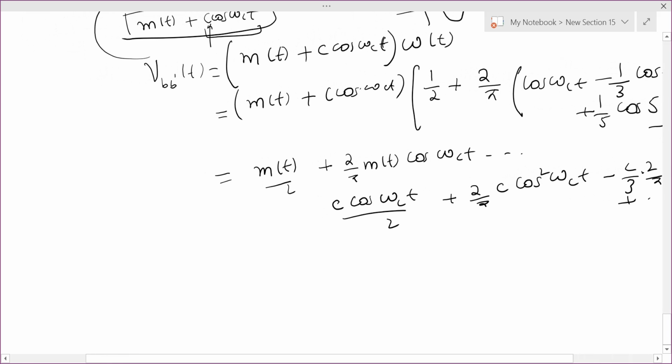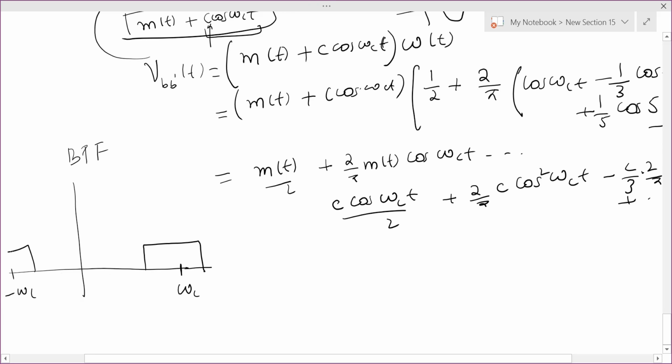See, the band pass filter is centered around omega c. It will be something like this. It will allow only frequencies close to omega c. The message signal, which is centered around 0, or any other signal at 3 omega c, will not be allowed by the band pass filter.